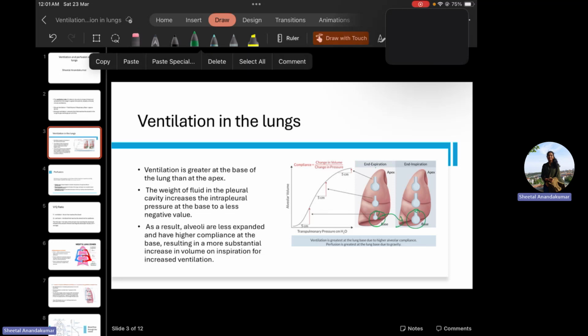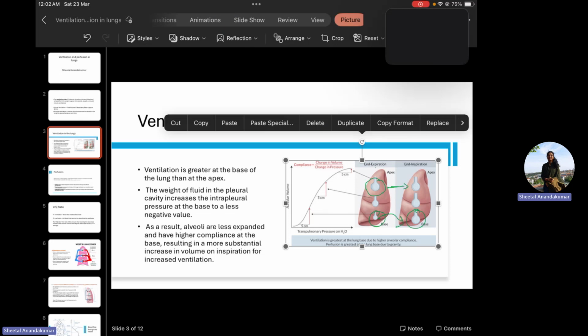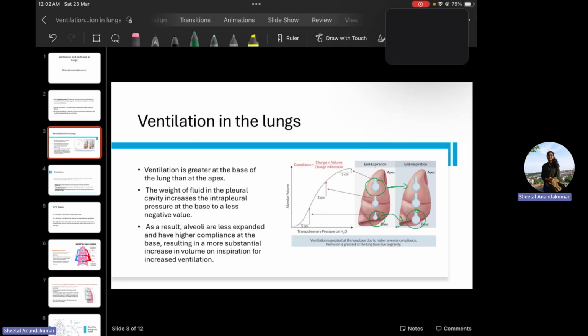The ones in the apex are already expanded, they're big alveoli, and they can no longer expand further when air enters. Whereas the ones in the base are less expanded and have higher compliance, mainly because of the pressure exerted on them, so they have the ability to expand. When air enters, they can expand and accommodate more air, and therefore there's more ventilation at the base than at the apex.